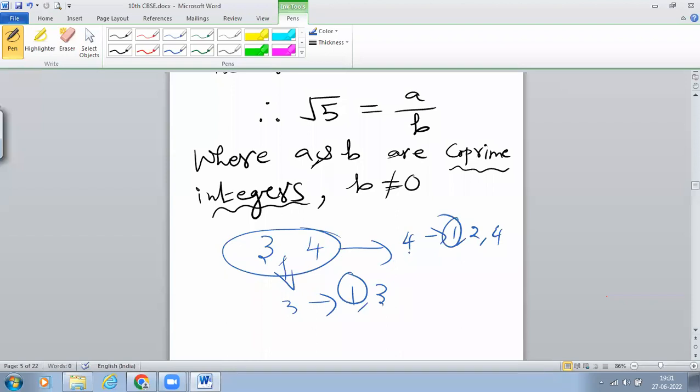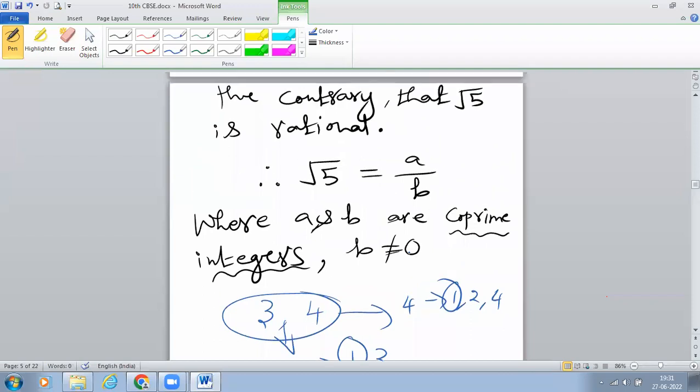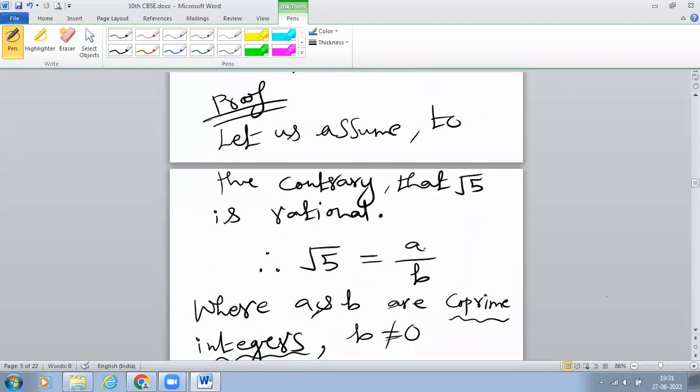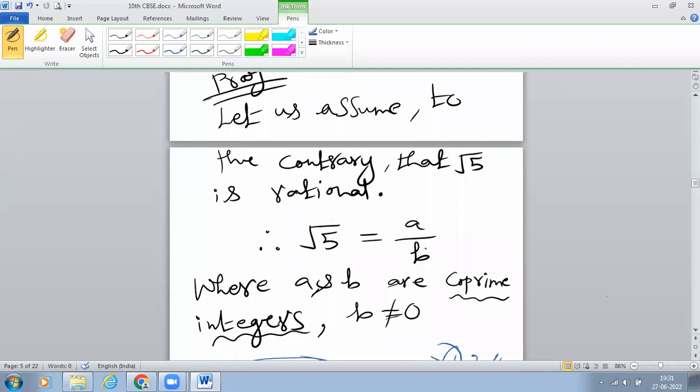Now listen, I'll write the next step. First, we are assuming to the contrary that root 5 is rational. Our aim is to prove root 5 is irrational, but we are assuming it as rational. Since we are assuming root 5 as rational, a rational number can be expressed in the form of p by q, or we can use other alphabets, that is a by b.